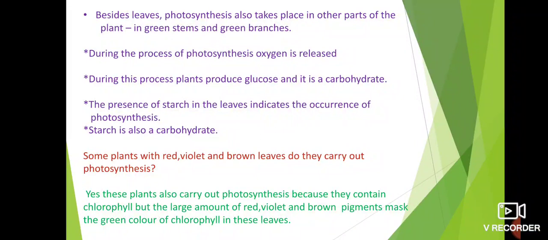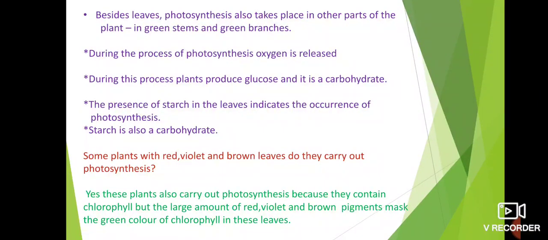And I have explained some of the leaves are also having red, violet and brown color. Do they carry out photosynthesis? Yes, these leaves also carry out photosynthesis because they also contain chlorophyll. But more than chlorophyll, there is a presence of a large amount of red, brown and violet colored pigments. These pigments deactivate the coloration of chlorophyll, not the function of chlorophyll.